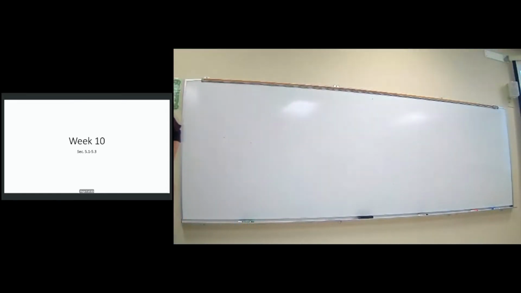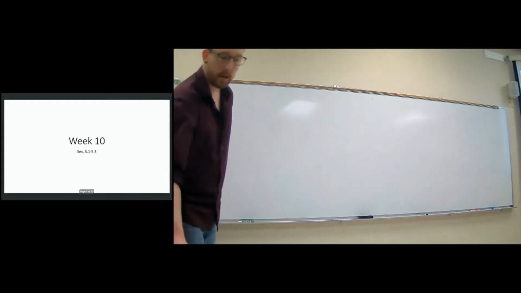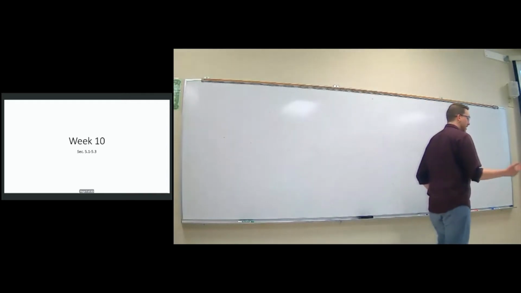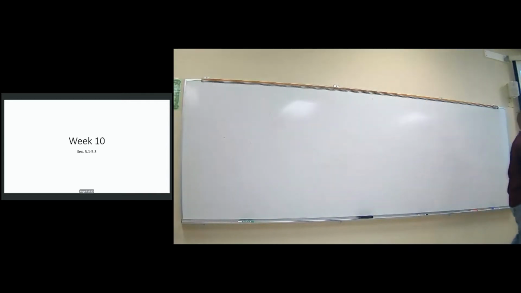So the remainder of what we're going to be talking about will be chapters 5 and 6. What this is all going to be about is the idea of the antiderivative and area underneath a curve.